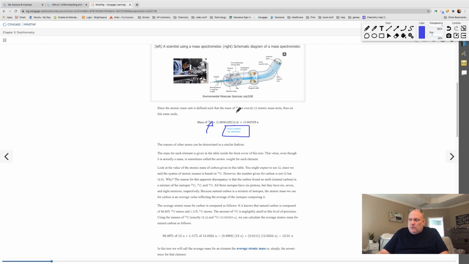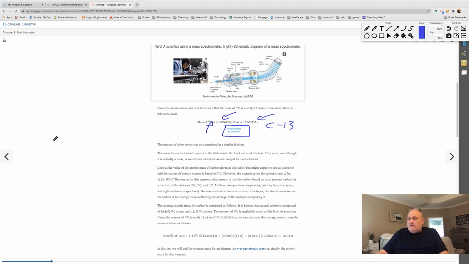But then when they took the ratio of how much it tilted, carbon 13 was 1.0836129, and they multiply that out, and that's why we actually get this very, very close to 13 number for carbon 13, although it isn't quite that because they're multiplying it out. So they did this with pretty much everything else.